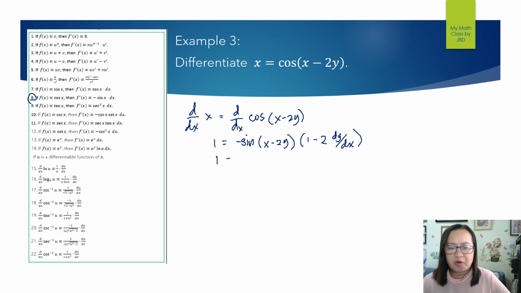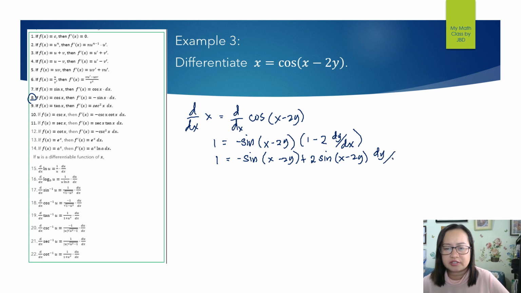Now apply distributive property of multiplication by multiplying negative sine of x minus 2y to each term in the binomial. So we will have negative sine of x minus 2y plus 2 sine of x minus 2y dy dx. And then we isolate the terms with dy dx by transposing the first term to the left side.